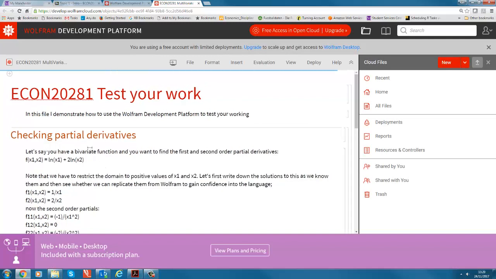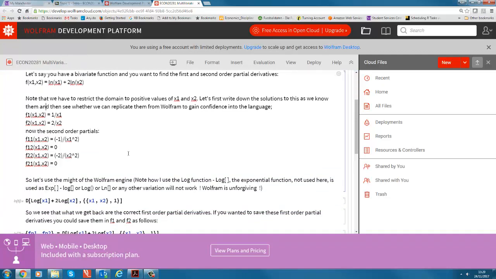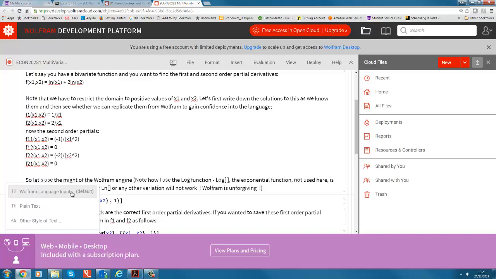As a reminder, in these files you can write text and code. You can always move between elements. If you get this little horizontal cursor and click on it, a plus arises, and then you can choose whether you want Wolfram language input, that's the meat of the stuff, the calculation type stuff, or whether you want to write plain text, or this will lead you to headings and stuff. So I've written all of this already.